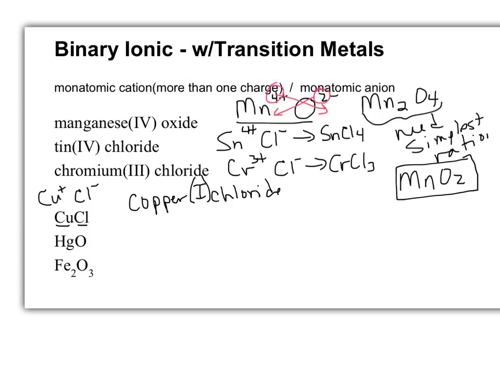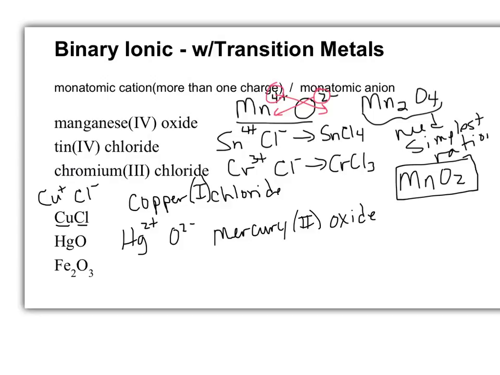HgO. Now I know that oxygen's charge is 2 negative. And there's a 1-to-1 ratio between mercury and oxygen. So mercury would have to be the 2 plus. So I would have mercury 2 oxide. Again, notice the ending is still changing to ide.